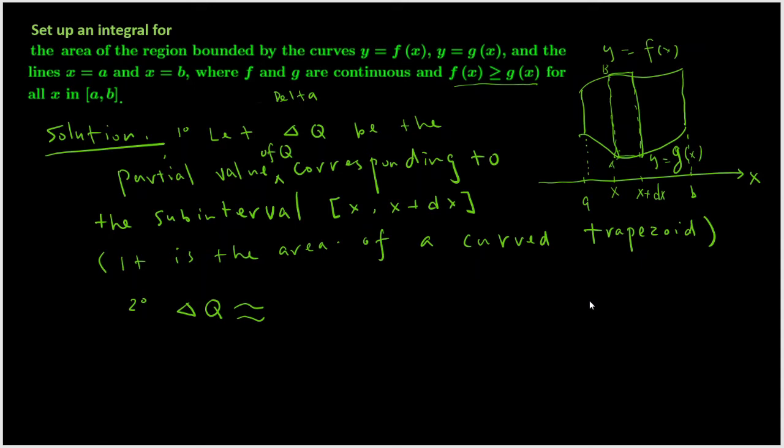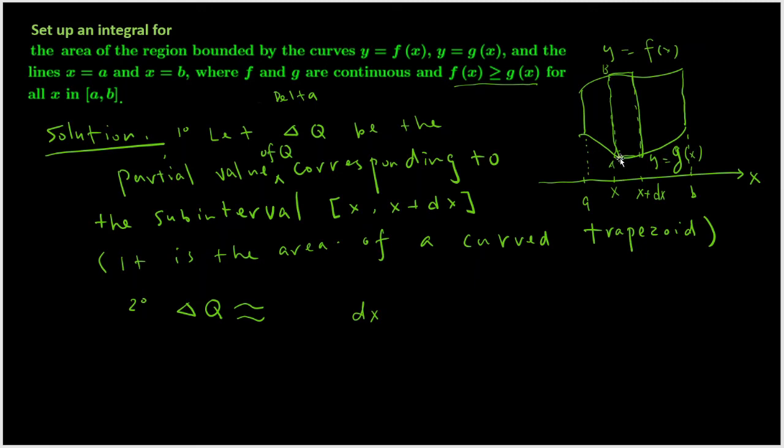Now we need to get the area of the rectangle, so we need to identify the width and the height. The width is easy. The width is actually dx, the length of the tiny subinterval, right? The length of the tiny subinterval is dx. Now all we need is to get the height.